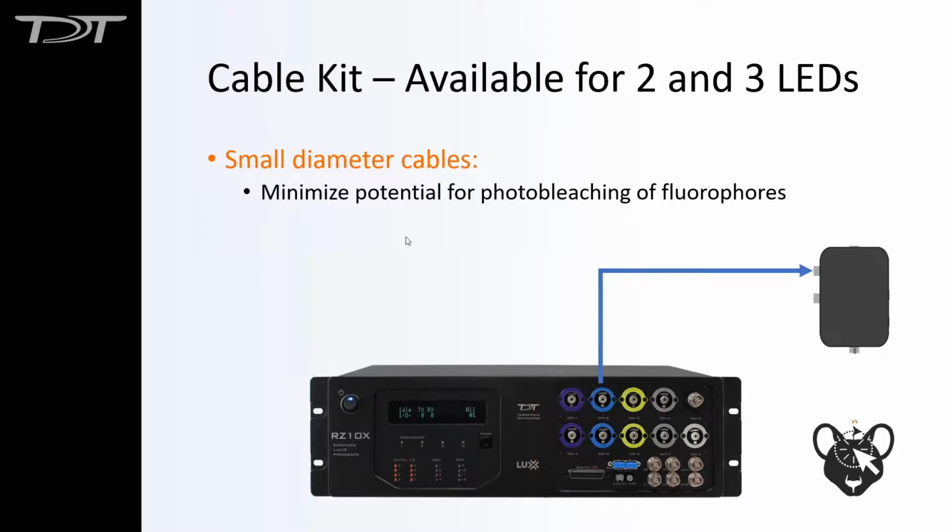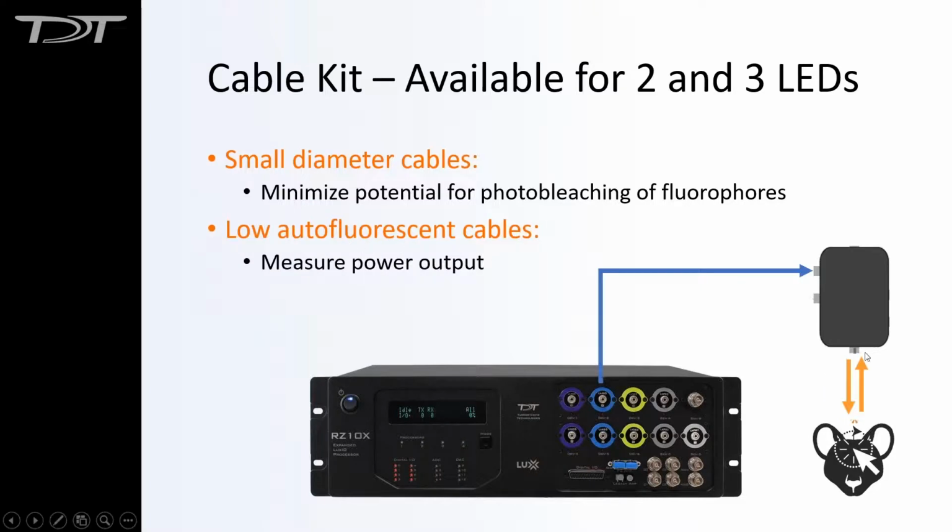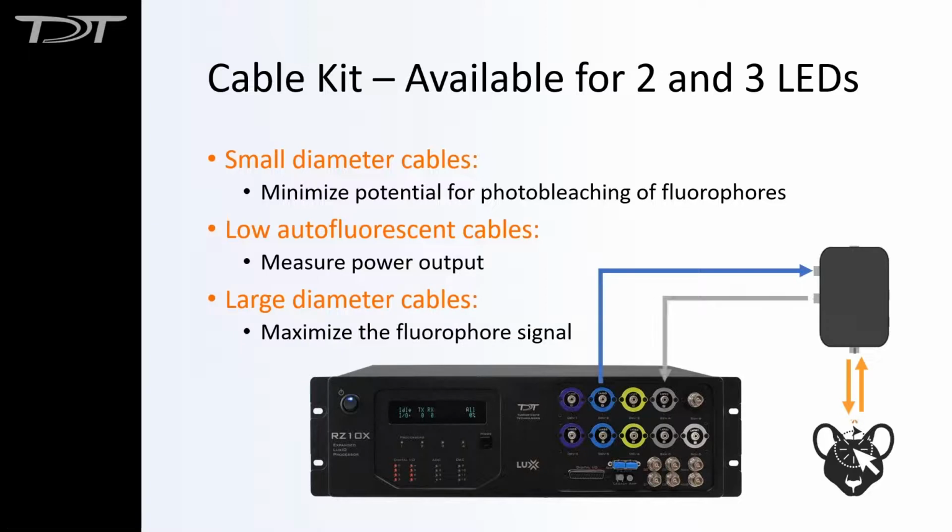And then for the next item, you would want low autofluorescent cables connecting from the optical filter to your animal. And then the final piece is a large diameter cable connecting from your optical filter back to your photo sensor. This would be 600 microns. The objective there is to get as much light from the optical filter back into the photo sensor for your data analysis. So that's our logic for why we've selected that. But yeah, we provide a cable kit so that you can connect everything up to the optical filter.